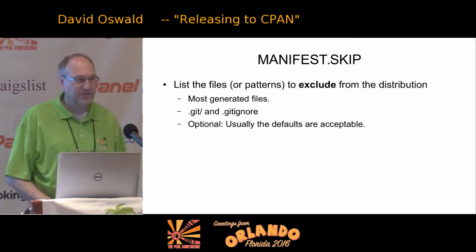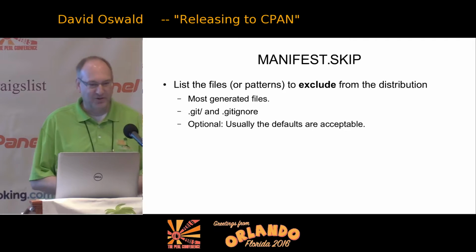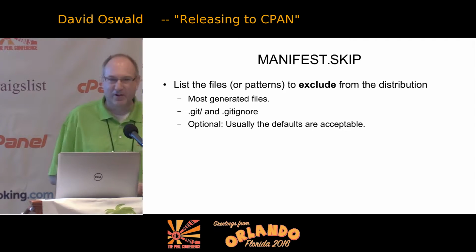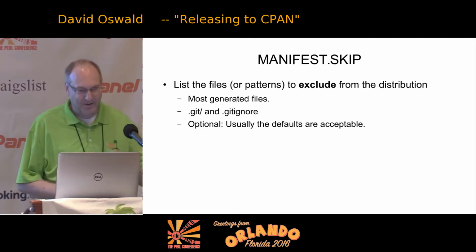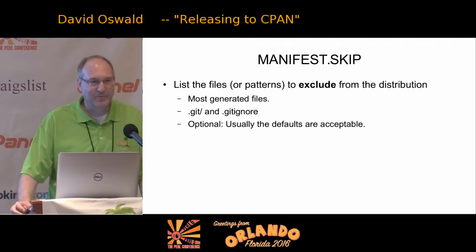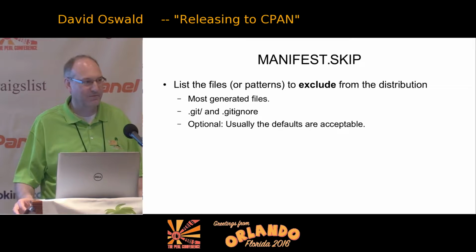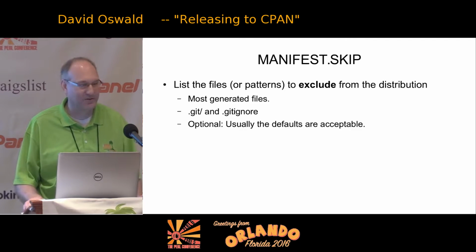Okay, manifest.skip. Before everybody was using version control, manifest skip wasn't all that useful. It allows you to specifically tell the makefile process to ignore certain files. It's now become quite a bit more useful because we would use it to put in that we want it to ignore our Git directories, for example, if it's a Git supported repository.